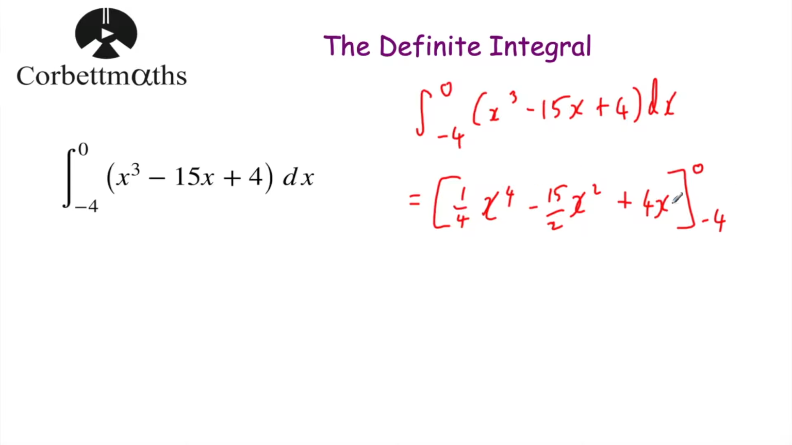Okay, so we're now going to evaluate this. So we're going to substitute in these values. We're going to substitute in 0. We're going to substitute in negative 4, and we'll take away what we get. So I'm just going to give myself a bit more room here because this is quite big. So we've got equals, and then open up our curved brackets.